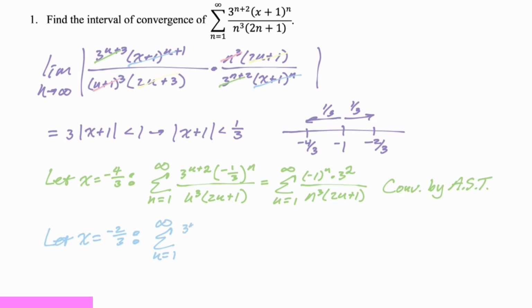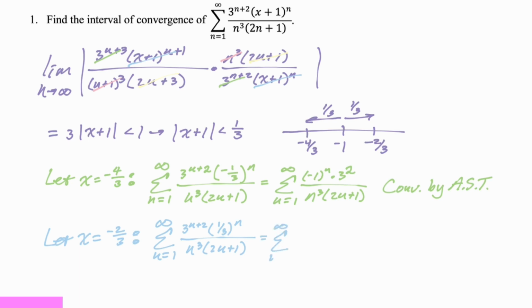Go up, sub in your -2/3. Just get 1/3 to the n this time. So this one is a little bit different, right? It's 3 to the n, 3 squared, 1/3 to the n. 3 times 1/3 is 1. So 1 to the n is just 1.